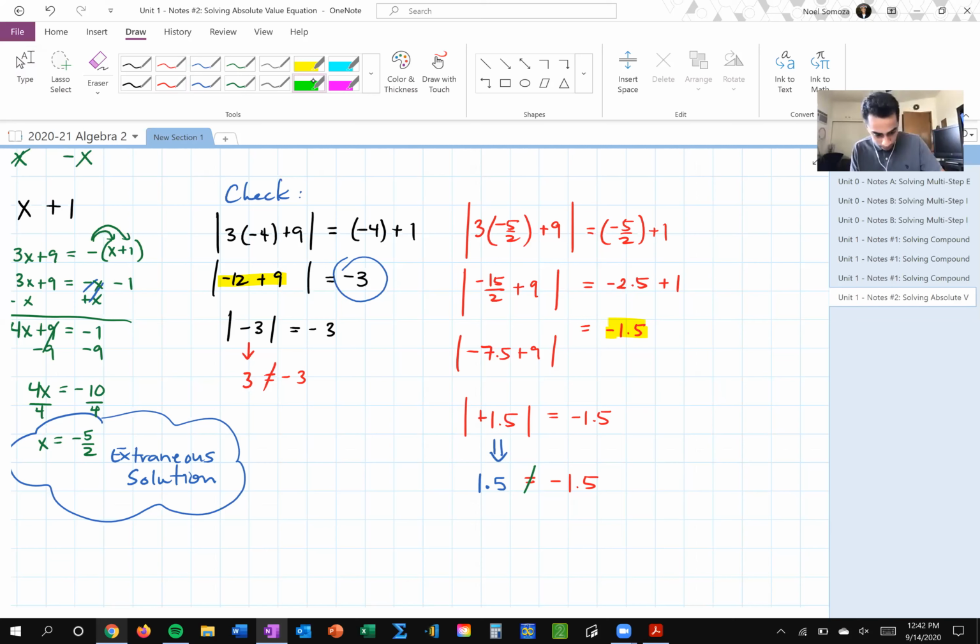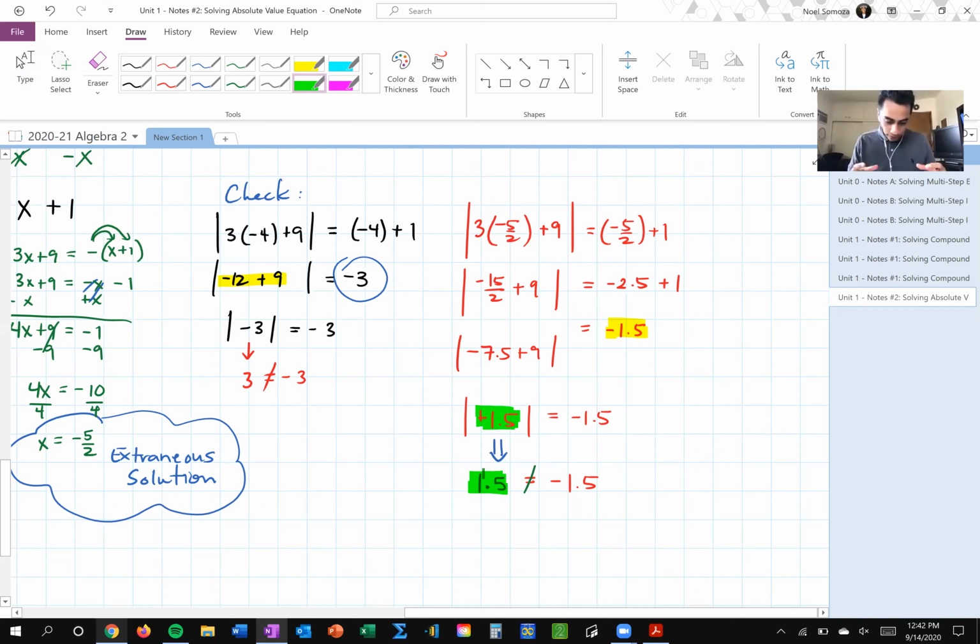But do you see from here, absolute value of this number is still a positive. And that positive 1.5 is not equal to negative 1.5. So it's still the same thing, right? I did make a mistake there. But it doesn't change our overarching solution that negative 5/2 was extraneous. Okay.